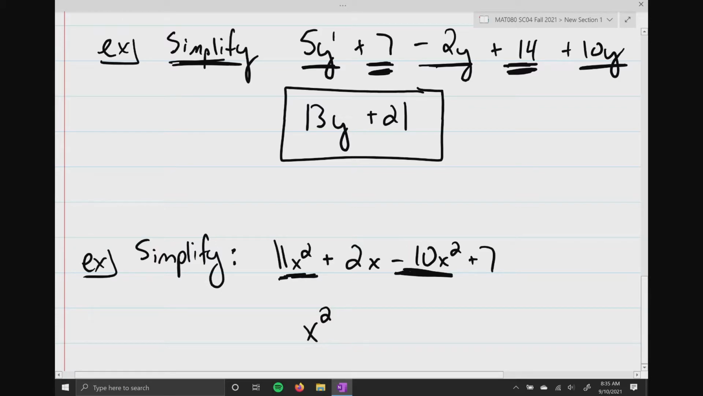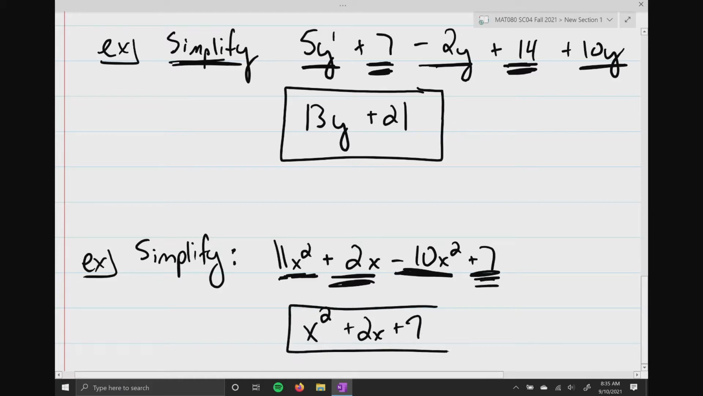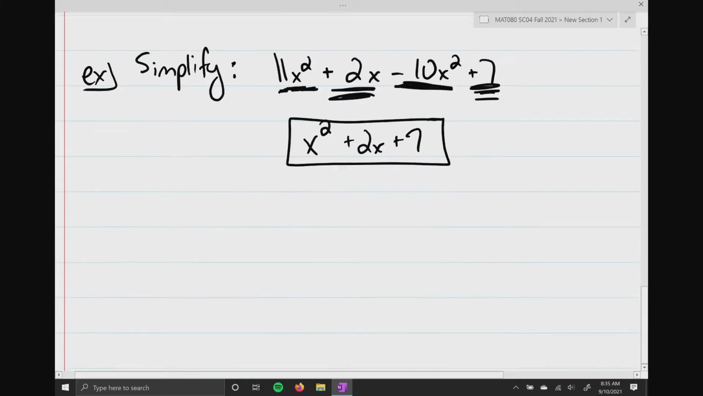Next, the plus 2x. I don't see anything with x to the first power, so I drop it straight down. Same thing with the 7. I just drop it straight down. Kim, excellent job. Everyone else who got it, perfect. All right? Any questions with how to combine like terms? All right. Here comes our favorite part.